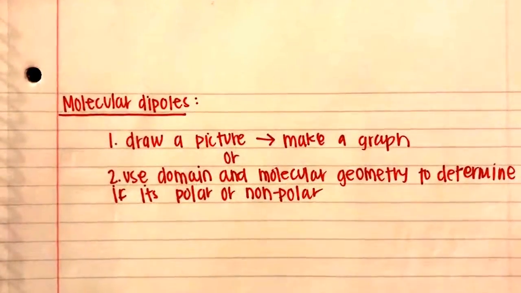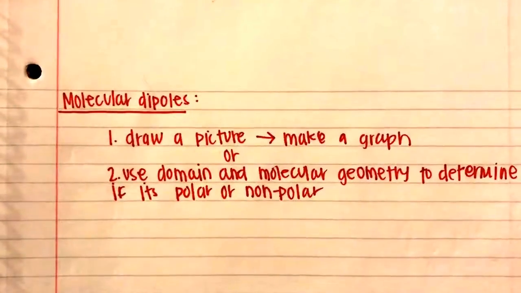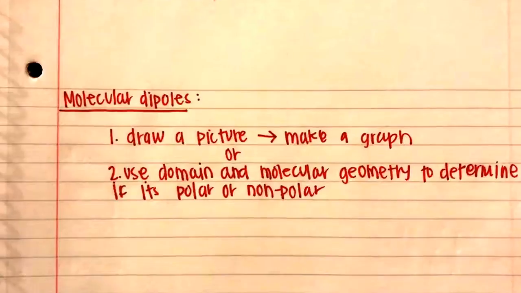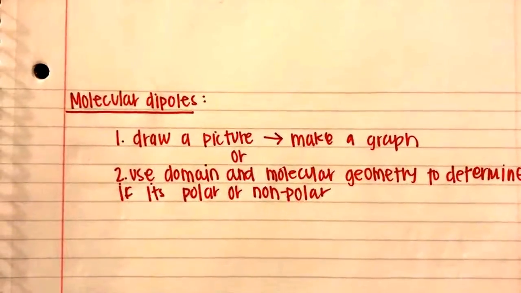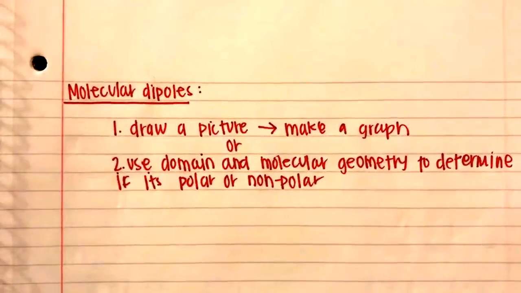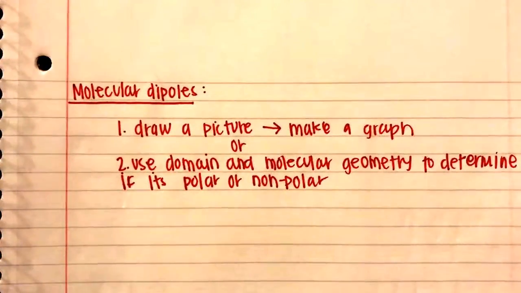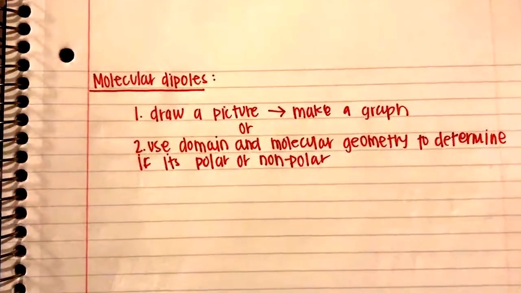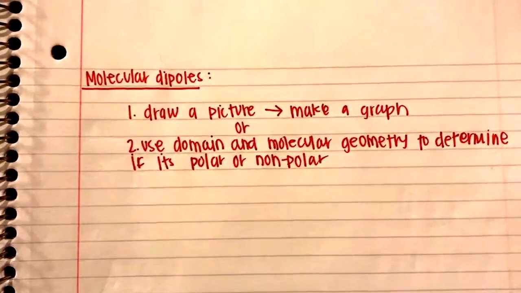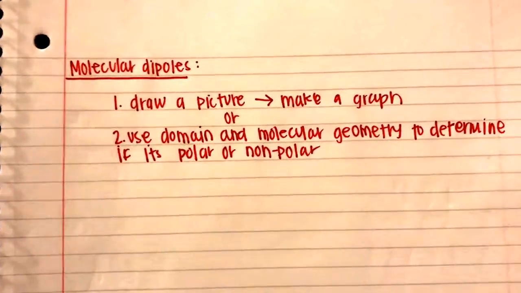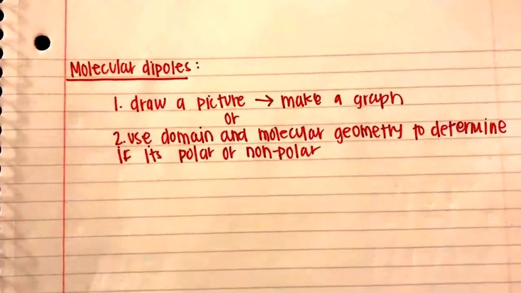Now let's do molecular dipoles. There's arguably two ways to do this. The first way is to draw a picture of all the bond dipoles. You would see if the dipoles cancel each other out, making it nonpolar, or if they do not, they add together, making it polar. The second way is to use domain and molecular geometry to determine if it's polar or nonpolar, which we learned in class and is also in our notes.